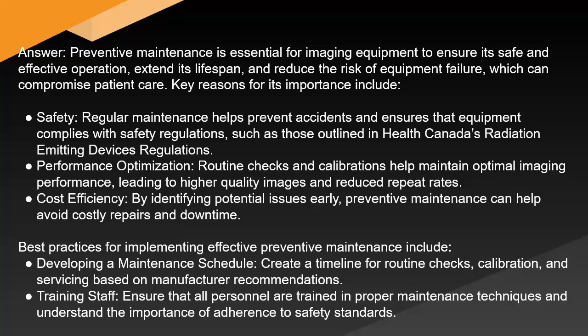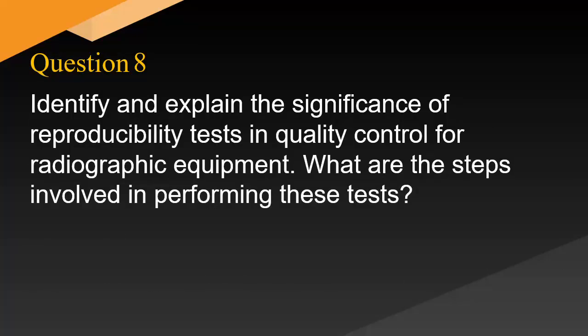Best practices for implementing effective preventive maintenance include developing a maintenance schedule: create a timeline for routine checks, calibration, and servicing based on manufacturer recommendations. Training staff: ensure that all personnel are trained in proper maintenance techniques and understand the importance of adherence to safety standards.